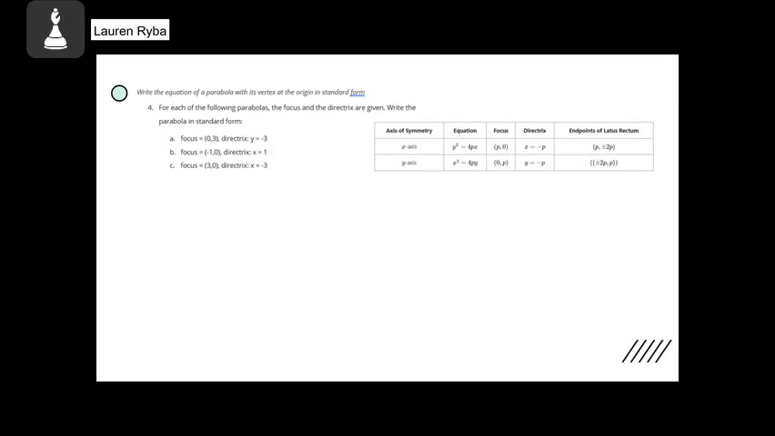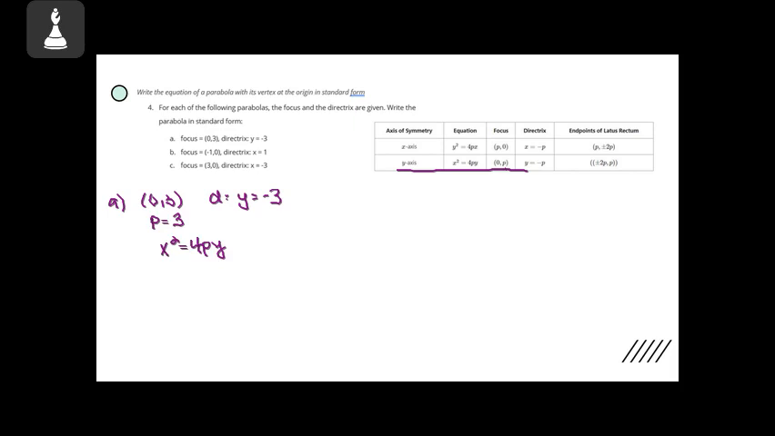Last thing we're going to do is create the equation from some given information. In this one, we are given the focus and the directrix. So our focus is 0, 3, and our directrix is y equals -3. So if we look at our chart here, when we have 0, a point, we're on this bottom one here. 0, number, that means p is 3, and it's going to be in the form x squared equals 4py. So if p is 3, we're just going to plug that in. x squared equals 4 times 3 times y, which means x squared equals 12y, and that is our equation.